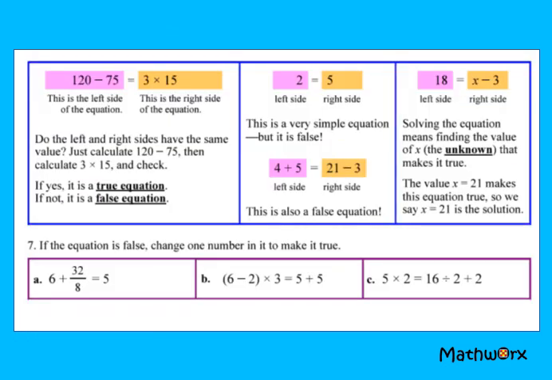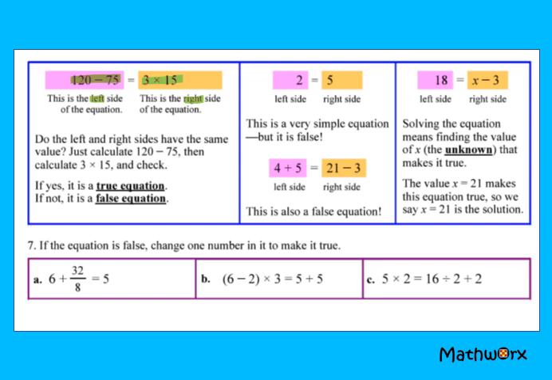Okay, so remember we've still been doing equations and expressions for a while now, and this is just a little bit of another recap with regards to equations and expressions, because with math, repetition is key. Okay, so let's look here. We have 120 minus 75. This is the left-hand side of the equation. And then we have 3 times 15, and this is the right-hand side.